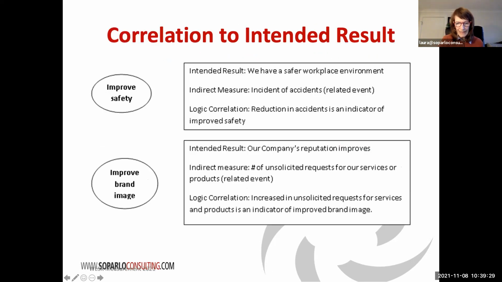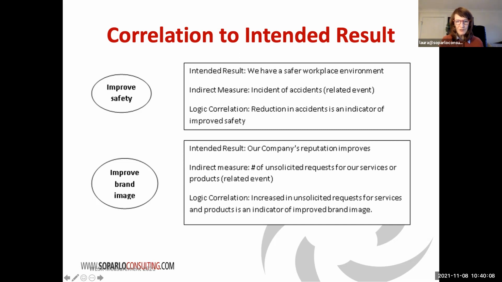What I mean by correlation: let's say we want to improve safety. That's our objective, improve safety in our organization. The narrative is we have a safer work environment. The indirect measure is we can monitor incidents of accidents. So there's our logic. We don't actually have a measure that measures safety, but we can measure the number of incidents or accidents that we have. So that's an indirect measure, but we know it's correlated to our result.